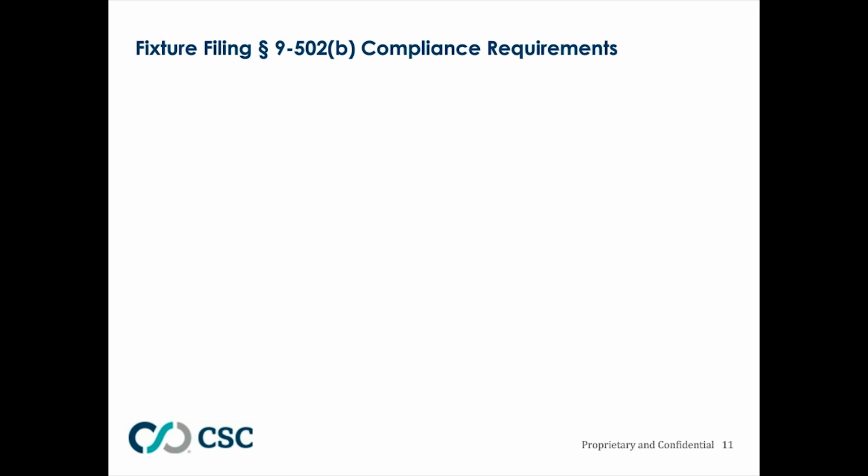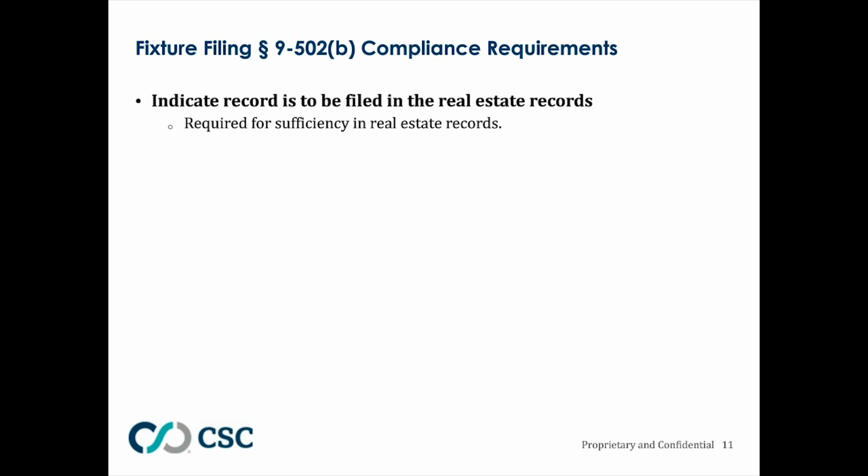These requirements include an indication that the record is to be filed in the real estate records. Now, this is required for sufficiency of a fixture filing. The idea here is that in some cases, filing offices serve a dual role at the local level, especially under former Article 9 going back to the 1990s. But this is instructing the county recorder or whoever receives it that it is to be indexed in the real estate records, and it is a requirement for sufficiency of a UCC fixture filing. And that indication is made using item 13 in the addendum.